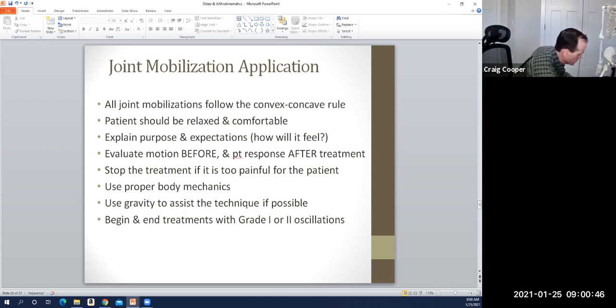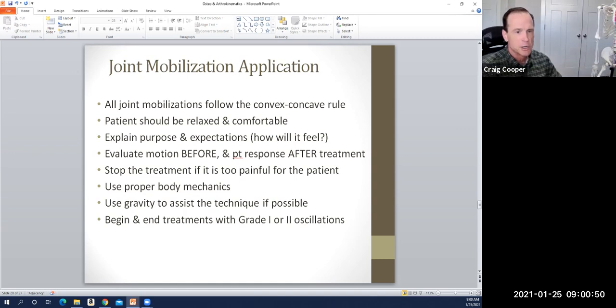And if we're moving the concave bone, then we glide it the direction that we think the whole bone is going to go to improve that motion, whether that motion is flexion, abduction, internal rotation, whatever the case might be.